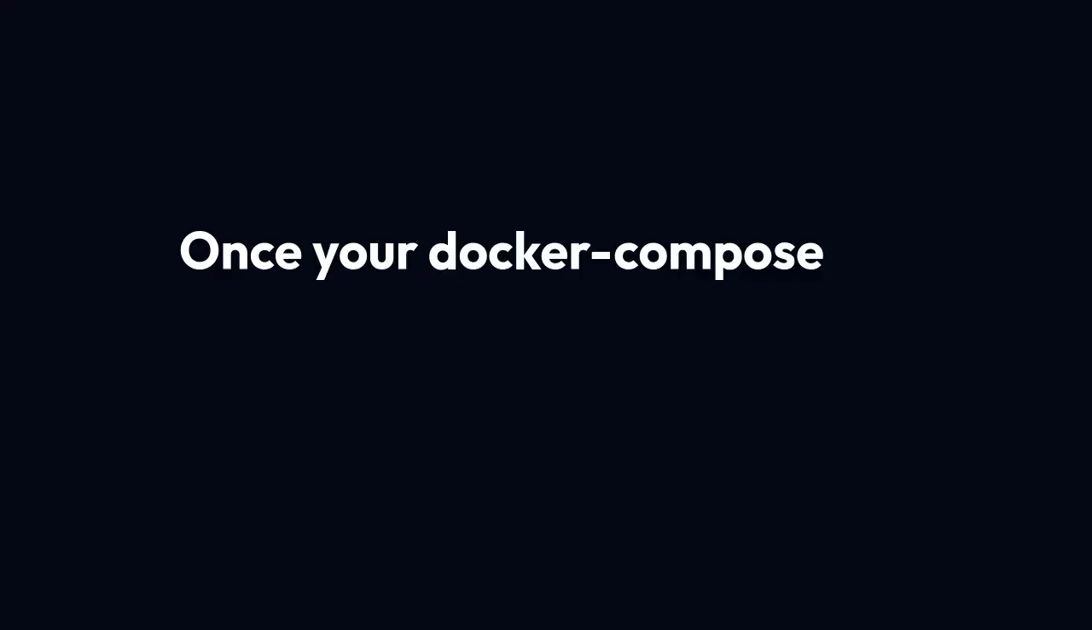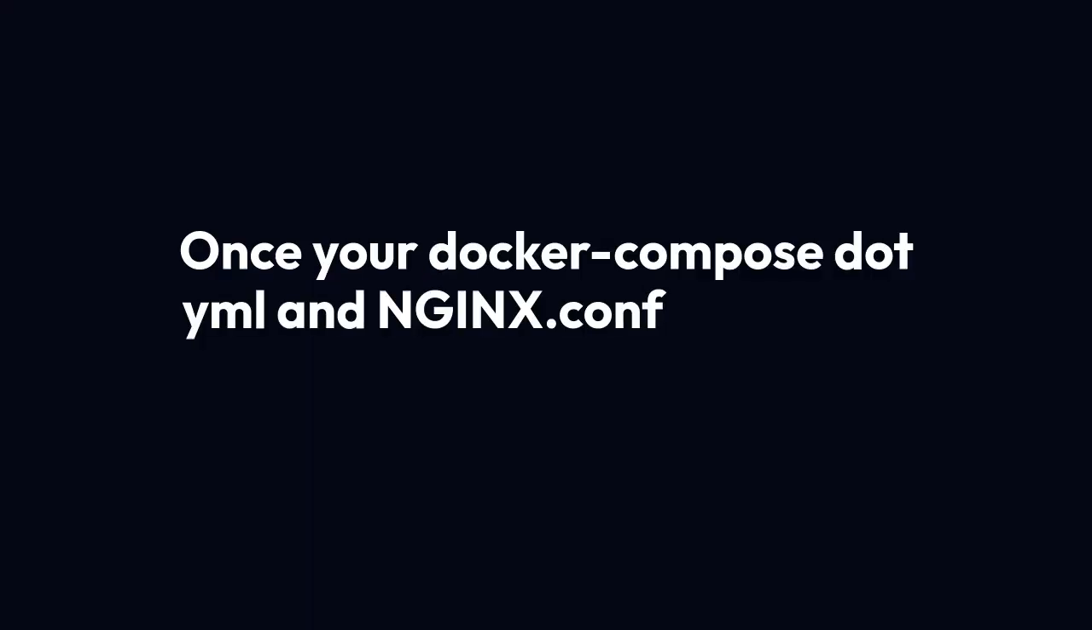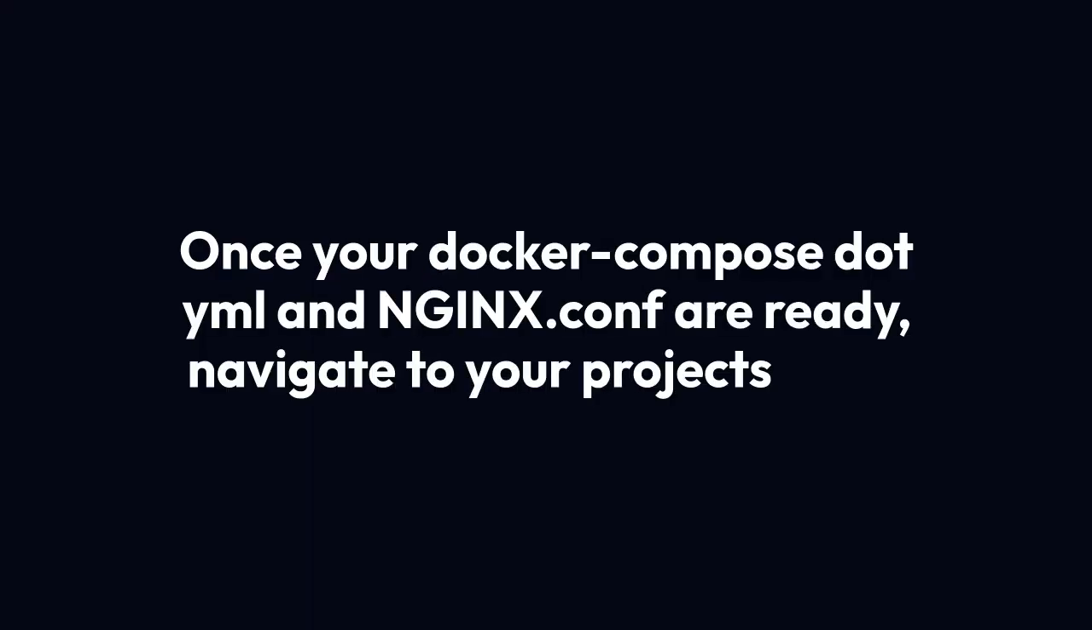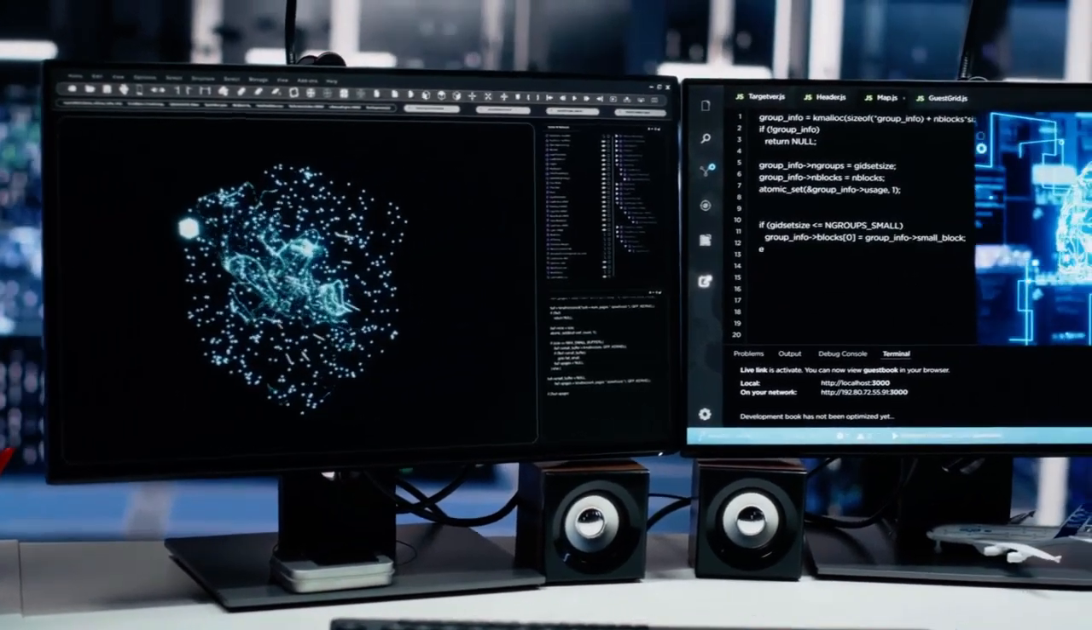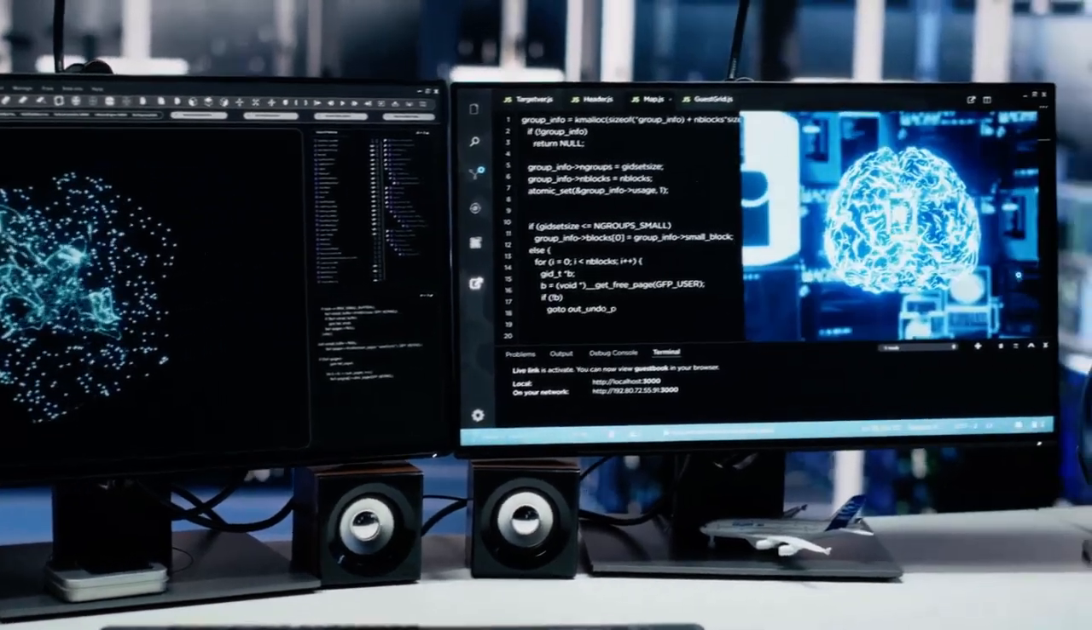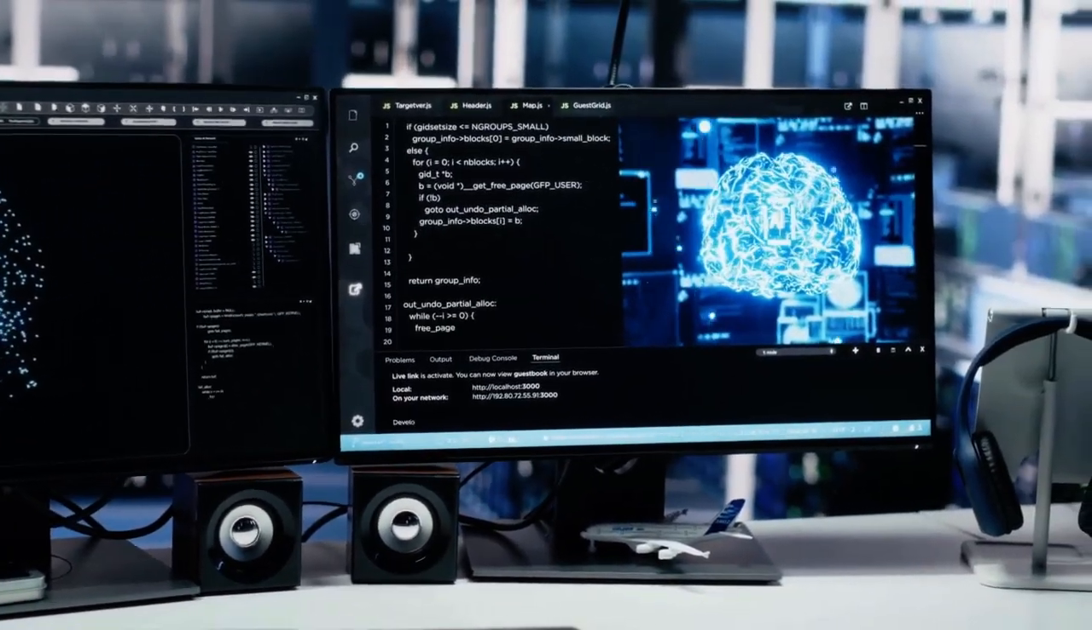Once your Docker Compose.yml and Nginx.conf are ready, navigate to your project's root directory in your terminal. Then, simply run docker compose up -d. This command will pull all necessary Docker images, create the containers, and start all your services in detached mode.